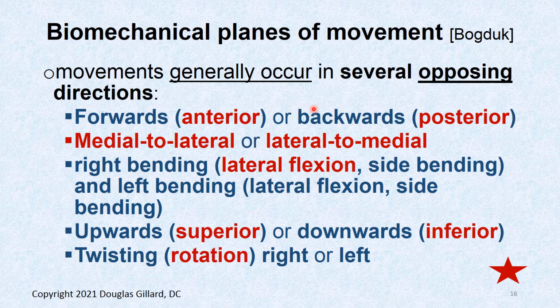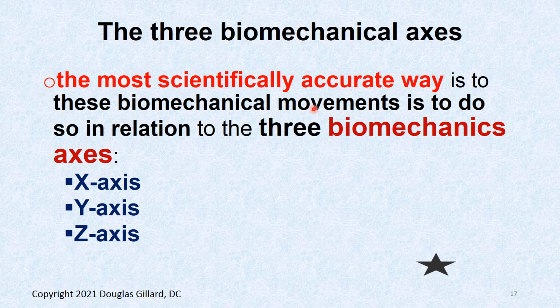All right, so movements generally occur in several opposing directions. You have a forward movement and then a backward movement. There's a bending to the right and a bending to the left. There is an upward movement and a downward movement, and then there's a twisting to the right and a twisting to the left. So we need to talk about all those different motions. What I just said may not make a lot of sense, but it will as we go through this.